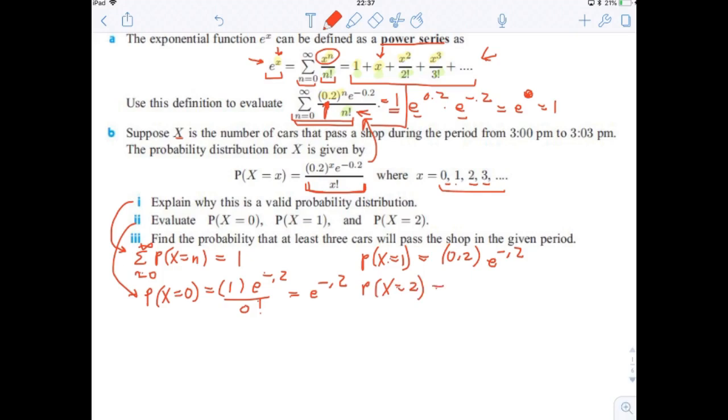That's equal to 0.2 squared. 0.2 squared would be 0.04 e to the negative 0.2 divided by 2 factorial, which is 2. So that could simplify into 0.02 e to the negative 0.2. Okay? All right.